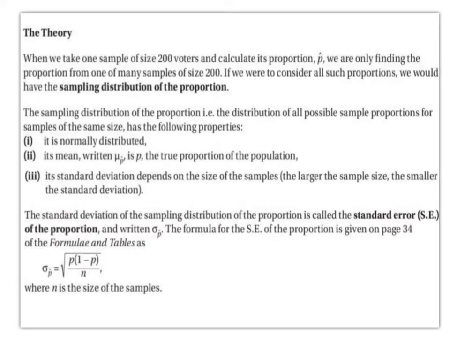The theory. When we take one sample of size 200 voters and calculate its proportion, P hat, we are only finding the proportion from one of many samples of size 200. If we were to consider all such proportions, we would have the sampling distribution of the proportion. The sampling distribution of the proportion, that is, the distribution of all possible sample proportions for samples of the same size, has the following properties. Property 1, it is normally distributed. So we would have a bell-shaped curve.